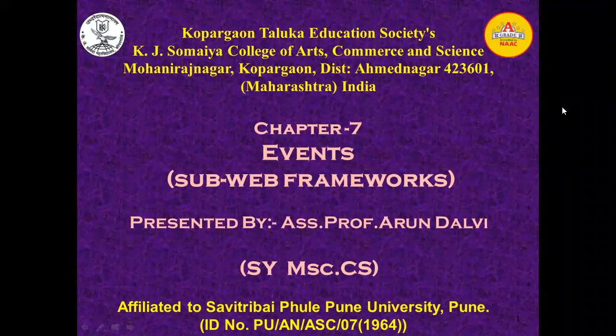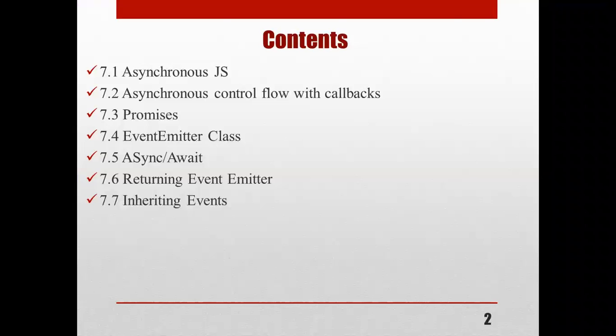Good morning, everyone. Today we are going to start chapter number 7, events, from the subject web frameworks. These are the contents from chapter number 7: asynchronous JS, asynchronous control flow with callbacks, promises, then event emitter class, async and await instruction, then returning event emitter, inheriting events.